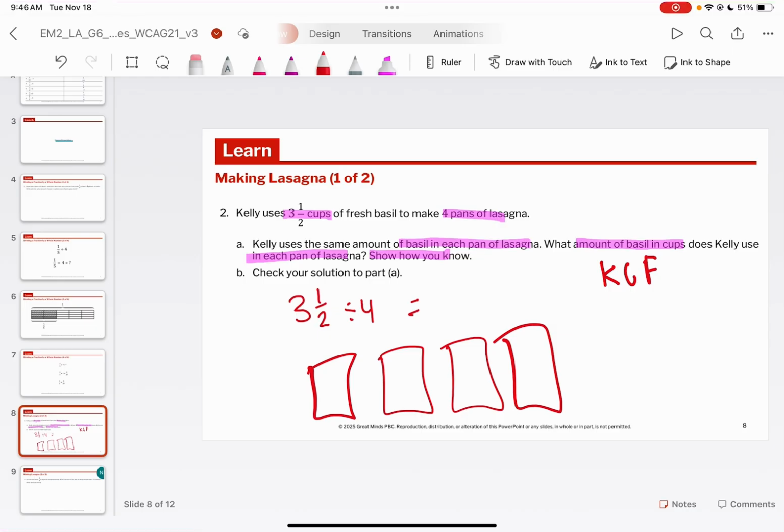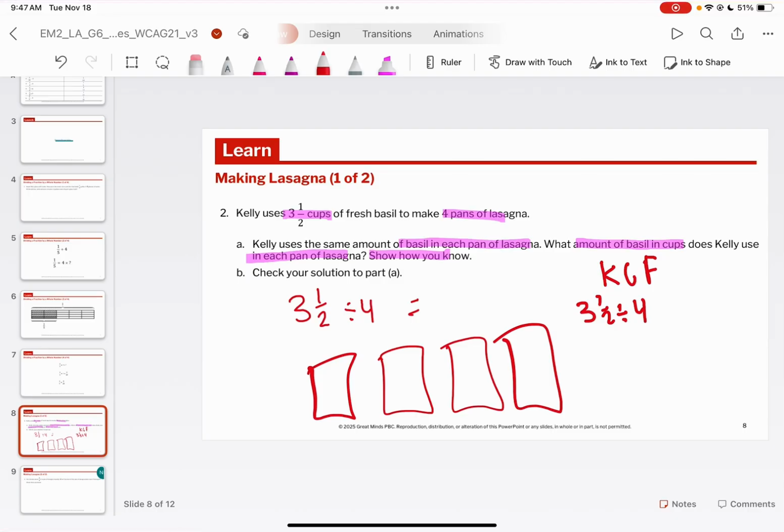Good. I am rewriting my problem because if I don't rewrite it, I might not multiply by the reciprocal. I may forget to flip it. So I have 3.5 divided by 4. But what's wrong with this problem? It's in a what? A mixed number. Do we ever divide, multiply, add, or subtract mixed numbers? No, we must change it into a what? Improper fraction, a fraction greater than 1.